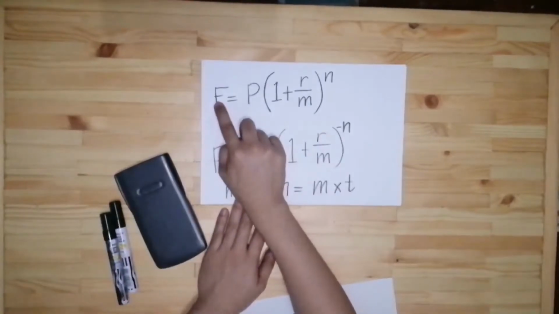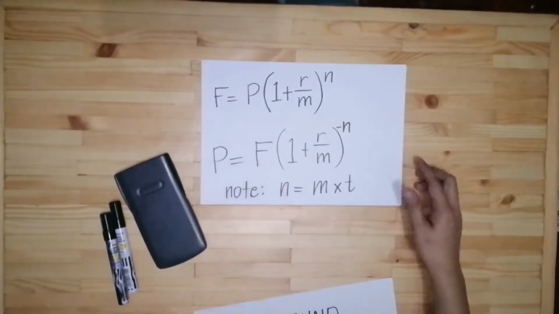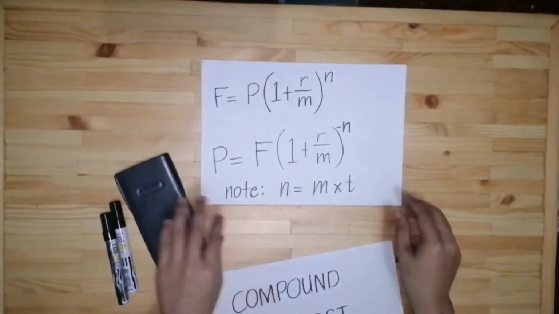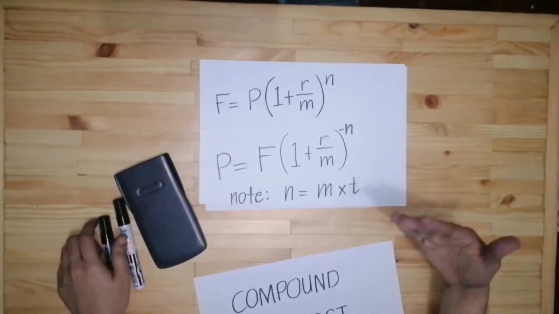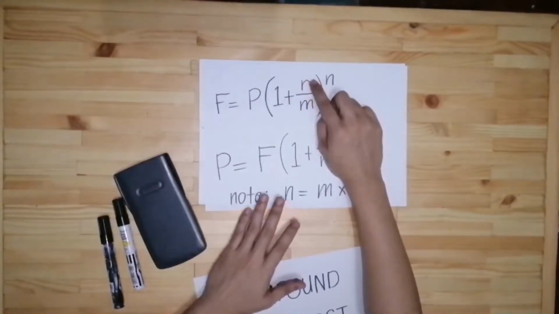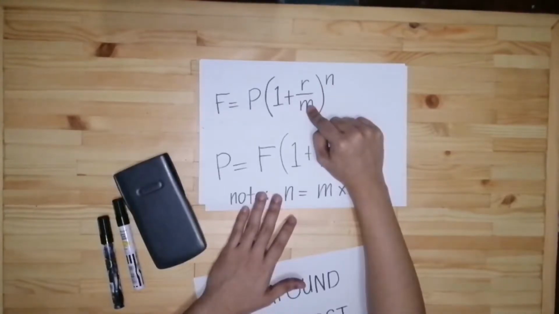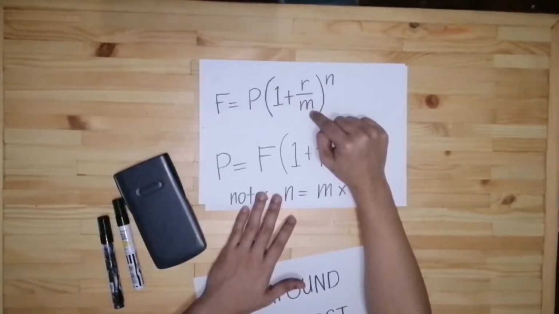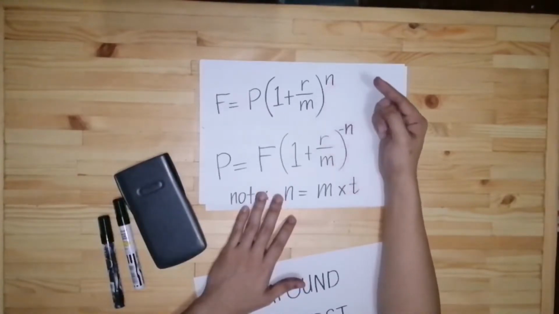So what do we mean by F? F actually is the compound amount or the maturity value. While yung P naman is the present value. Okay, kung magkano yung dineposit mo or the principal amount. Then yung R natin is the rate of interest, usually represented using percentage. Then yung M natin is the number of interest periods in 1 year. Okay? Yung N natin is the total number of interest periods.